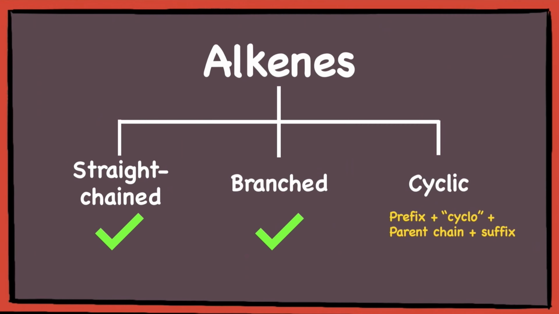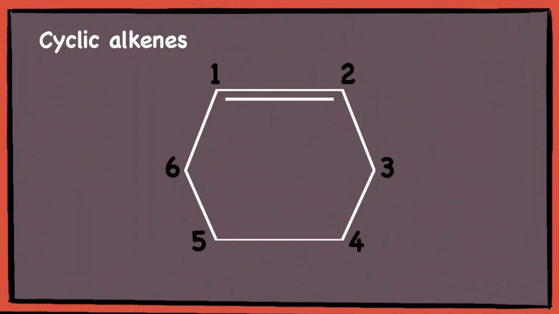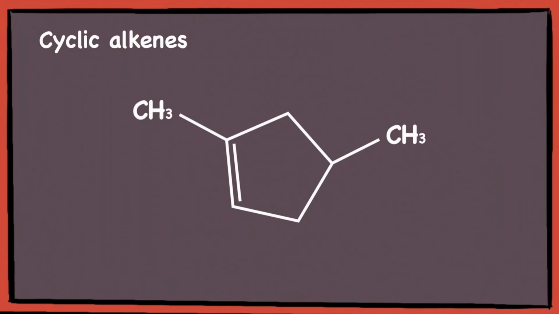For cyclic alkenes, just like cyclic alkanes, we just need to add in the word cyclo in between the prefix and the parent chain. So for example, for this organic compound here, there are 6 carbon atoms with no side groups sticking out. So it will be called cyclohexene. Let's take a look at one last example.